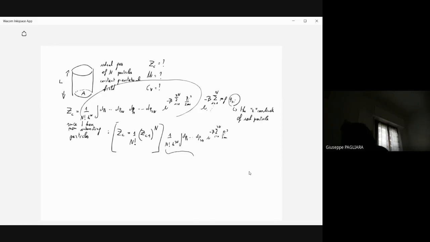Now this part will contribute with the usual 1 divided by n factorial, 1 divided by lambda to the power of 3n, that we derived already for the case of a gas of free particles in absence of external field. Those are Gaussian integrals, and one gets the de Broglie wavelength. And then there is the integral over dq1 ... dq3n of e to the minus beta, let's say, potential energy.